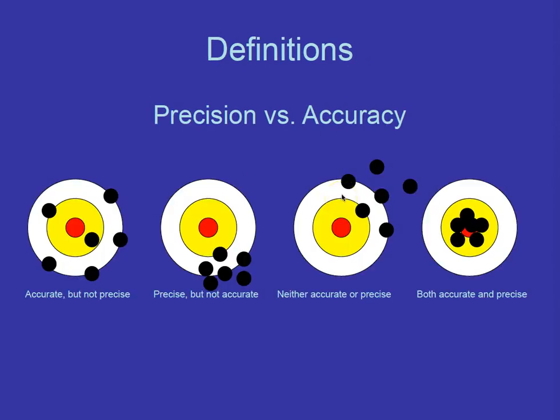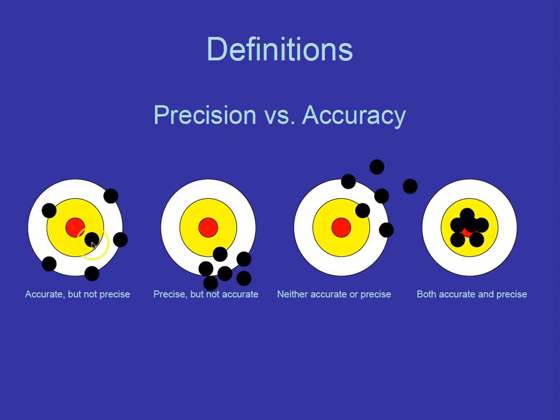Precision versus accuracy. So precision, in terms of definition: if you have a set of measurements, then your precision is the closeness of the measurements to each other, whereas the accuracy is the closeness of the measurements to a specific value. So as you can see, in this case, these are our measurements.